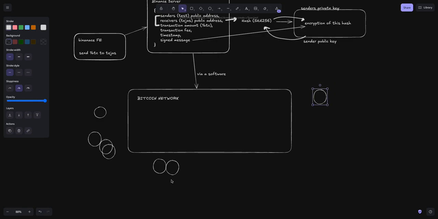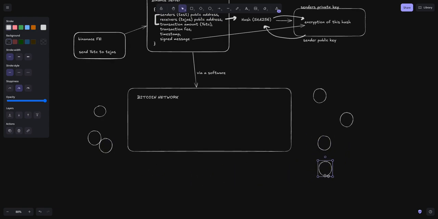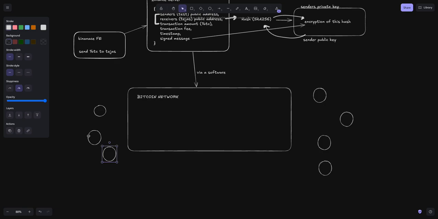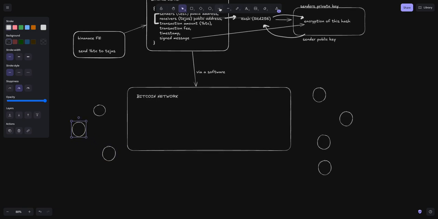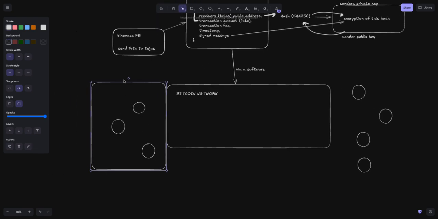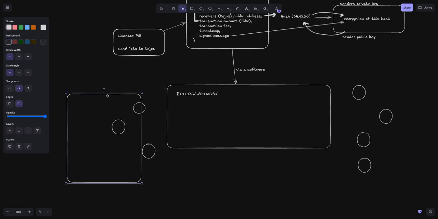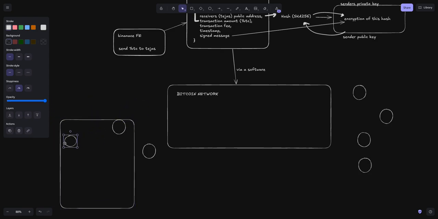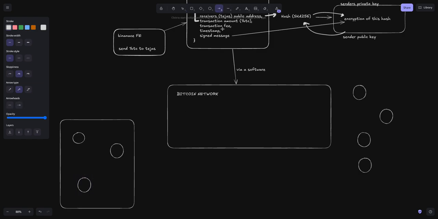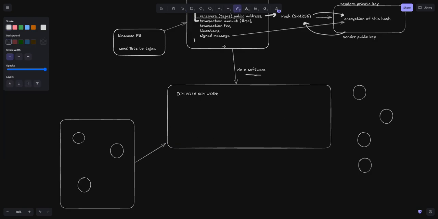So these are miners and nodes. There's a huge difference between what miners do and what nodes do. I'm talking about all of these. Let's move this a little bit here. There are miners and there are nodes connected to this Bitcoin network already through the same software, or might be some different software, but they are connected through the same software to this Bitcoin network.